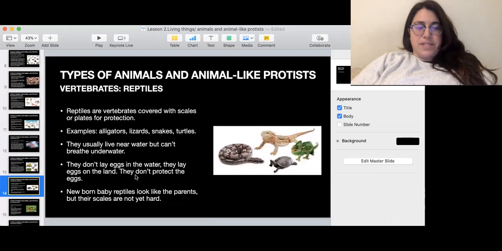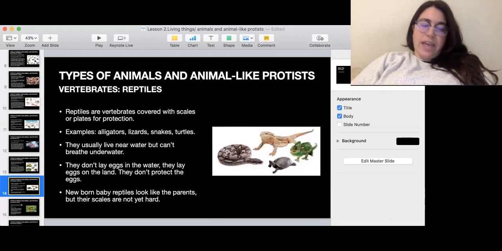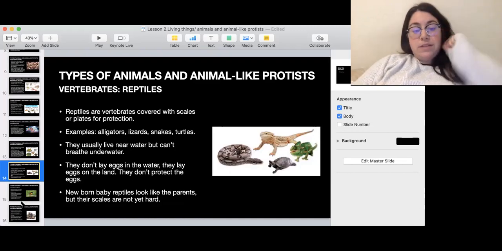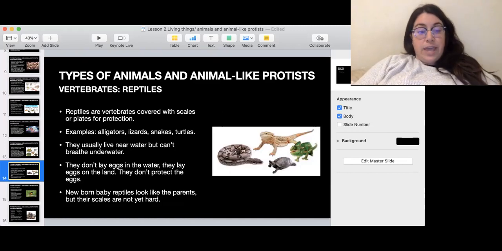Then we have reptiles. Examples of reptiles are alligators, lizards, snakes, turtles. They're vertebrates that are covered with scales or plates for protection. They don't lay eggs in the water, they lay eggs on the land. And they don't protect their eggs, just abandon them. They usually live near water, but can't breathe underwater. They don't have gills, they have lungs. And newborn baby reptiles look like their parents, but their scales are soft.